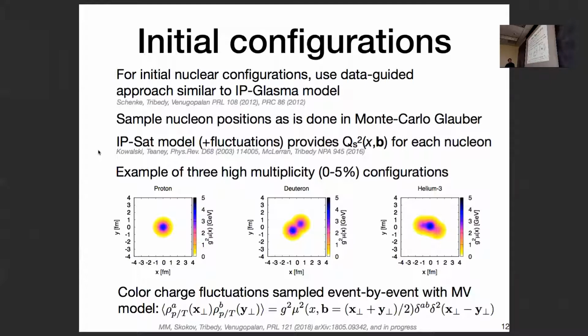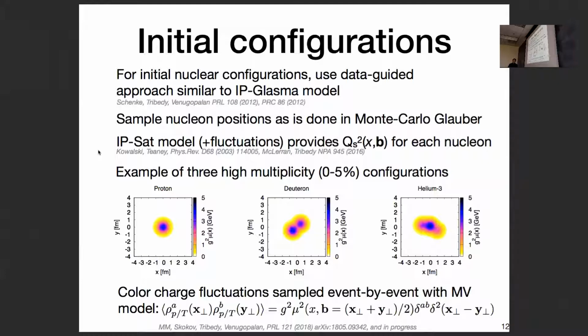And then there's a straightforward mapping between Qs squared, the saturation momentum, and the color charge density per unit area, g squared mu. Here I just show 3 events with this average g squared mu that you would get from taking IPSat and some nuclear modeling. There are fluctuations with the given Qs in each nucleon. But this is really 3 example events from the 0 to 5% multiplicity class of simulations.